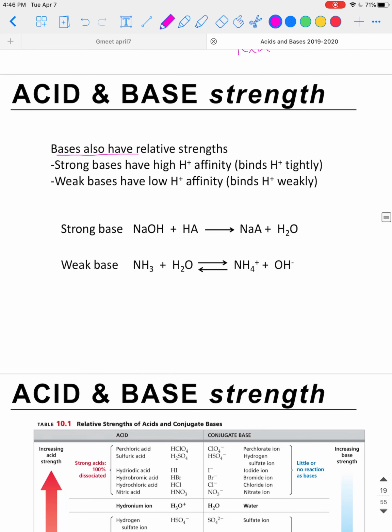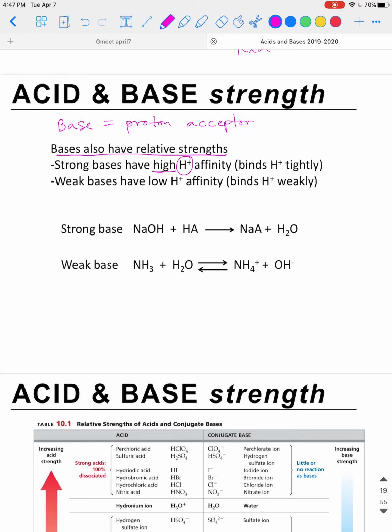All right, same idea with bases. Bases also have relative strengths. We have some strong bases and weak bases, but what does it mean if you're a strong base? What does it mean if you're a weak base? Let's look at the first one. Strong bases have a high affinity for the hydrogen ion, okay? That means it binds them really tightly, H+. They really like to bind H+. Weak bases have a lower affinity for H+. Okay, binds H+ weakly. They both are bases. And remember the definition for a base. We said a base equals a proton acceptor.